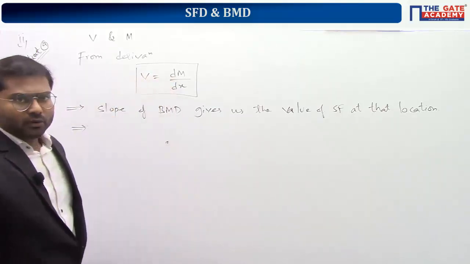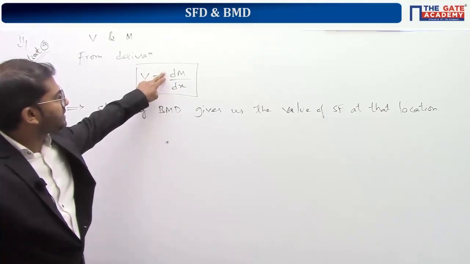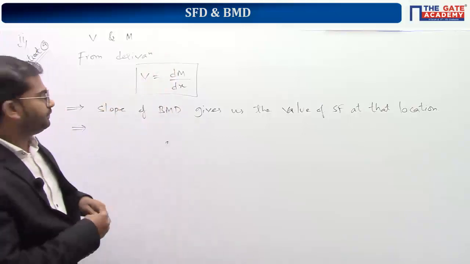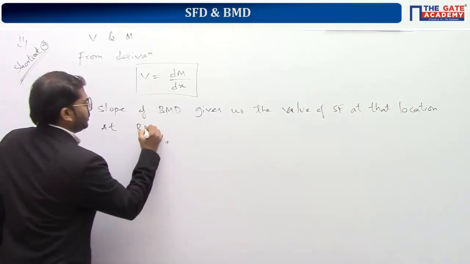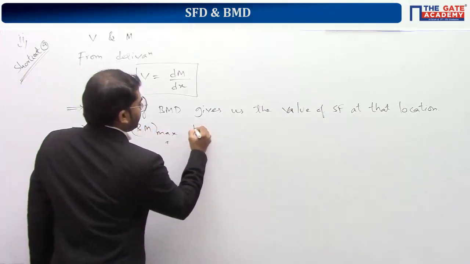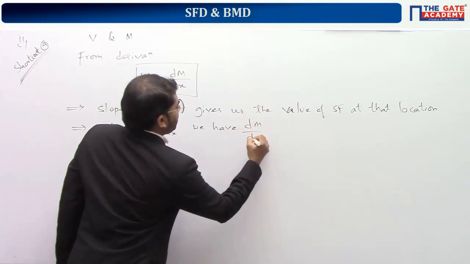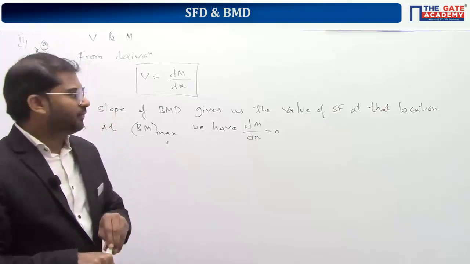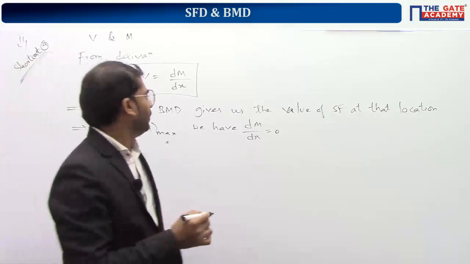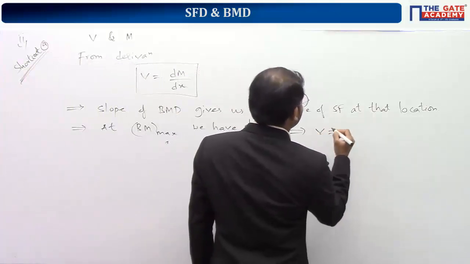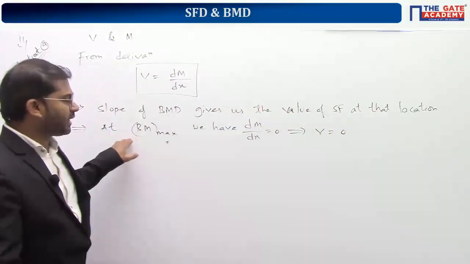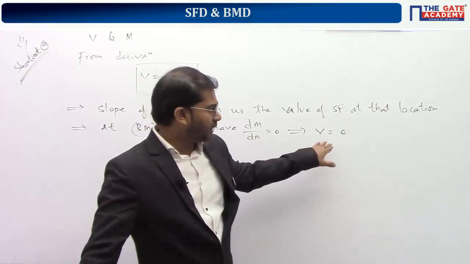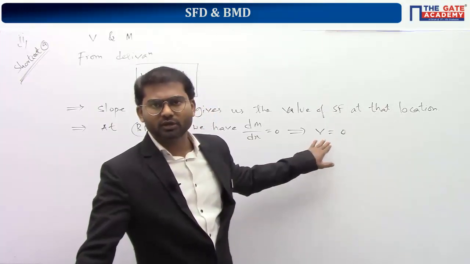Now, if you have a scenario where dM by dx is equal to 0, wherever bending moment is maximum, we have dM by dx as 0. Is it right? Of course, because at the location where a function is maximum, its slope is equal to 0. From this we can say that shear force is equal to 0 here. So at the location where bending moment is maximum, our shear force value will be equal to 0.